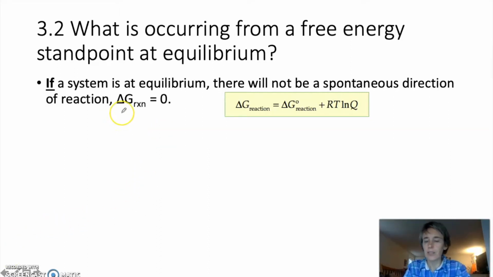If that's the case, we can say something else. At equilibrium, one thing you guys learned a while ago is that Q is equal to that equilibrium constant K. So we've got delta G equals 0 and Q equals K_eq. So let's think about what that does mathematically to this formula. We've got 0 equals delta G at standard state plus RT ln of Q, or sorry, ln of K, now that I've made that substitution.